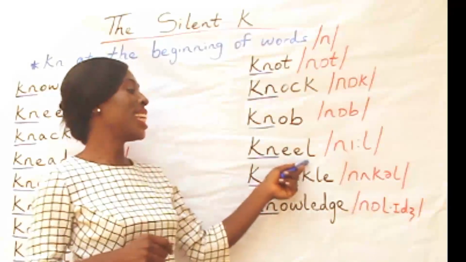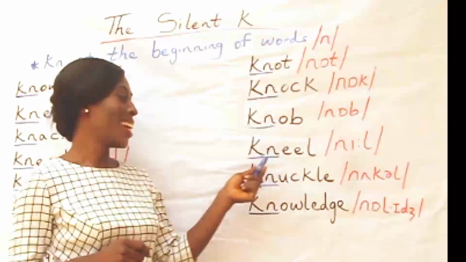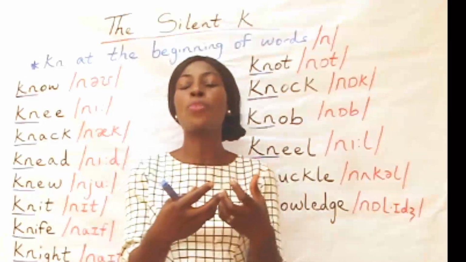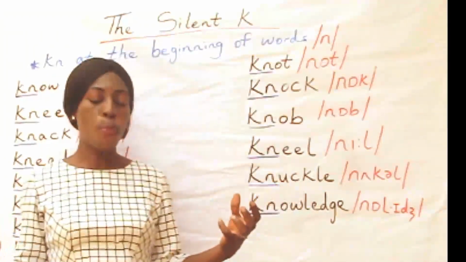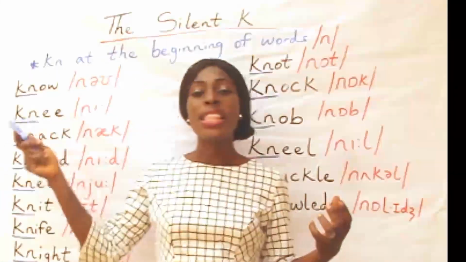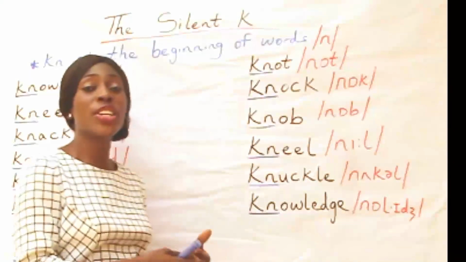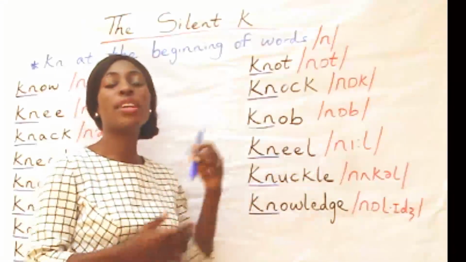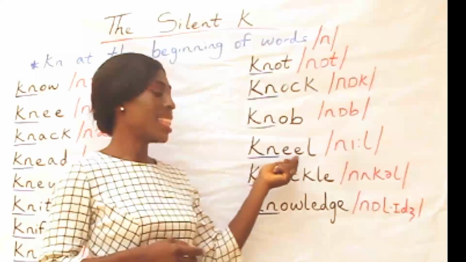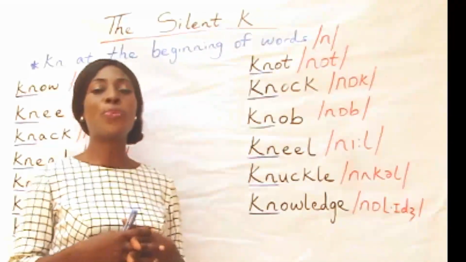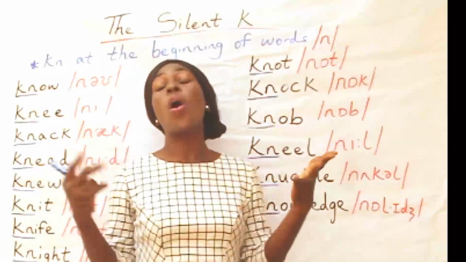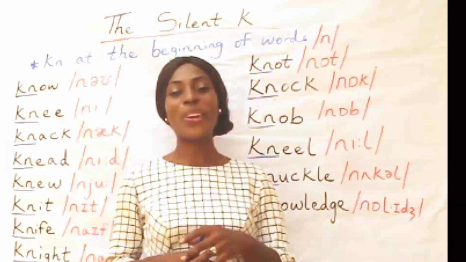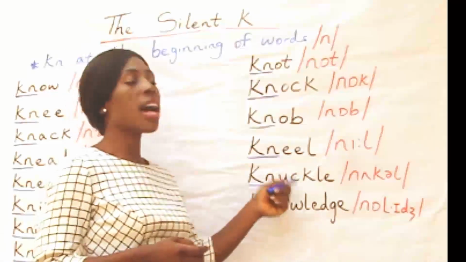The next word we have is kneel. Not k-neel. The K is silent, so it is kneel. To kneel is to be in or move into a position where your body is supported on your knees. We talked about knee. Now you are in a position where your body is supported on your knees. It is kneel. So you bend and you're kneeling. You are in a kneeling position. We knelt down to pray. I always say my prayers kneeling. Good.